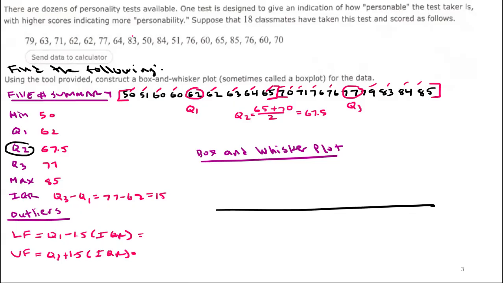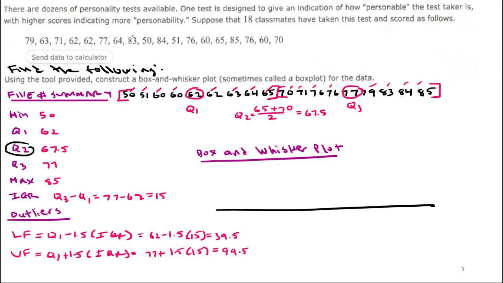All right. So for the lower fence, we get 62 minus 1.5 times 15. So that's going to give us 39.5. For the upper fence, we get 77 plus 1.5 times 15. So that's going to give us 99.5.